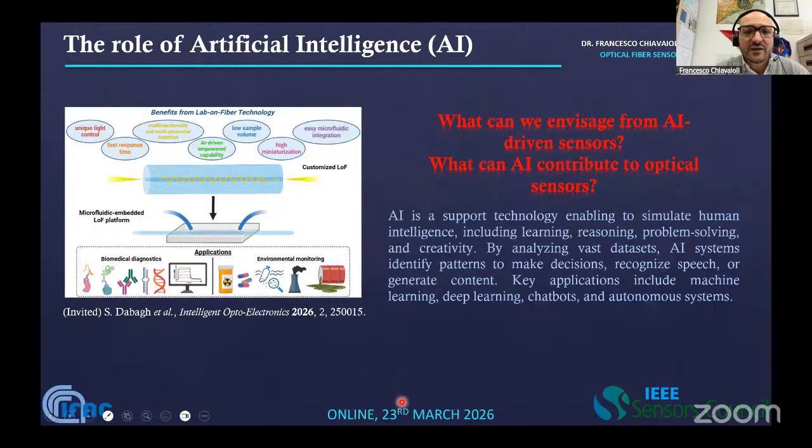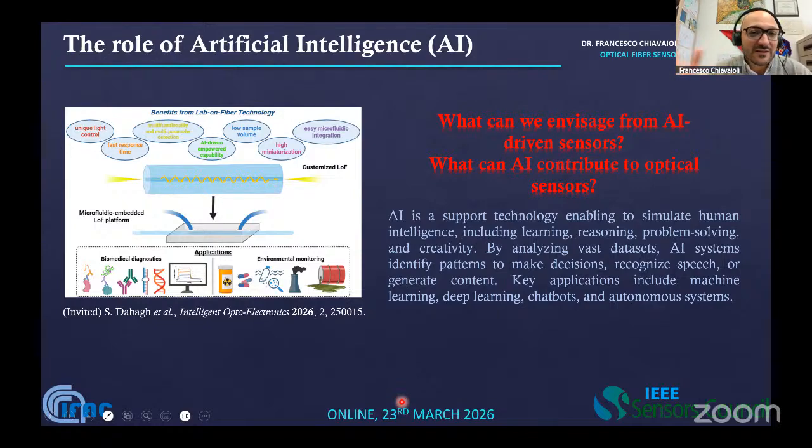Finally, I will just have a brief time dedicated to the role of artificial intelligence, which is spreading all around our world. So, what can we envisage from AI-driven sensors, and what can AI contribute effectively to optical sensors? You know that AI is a supportive technology, okay? It's not really intelligent. Humans are intelligent. The technology can be made intelligent by humans.